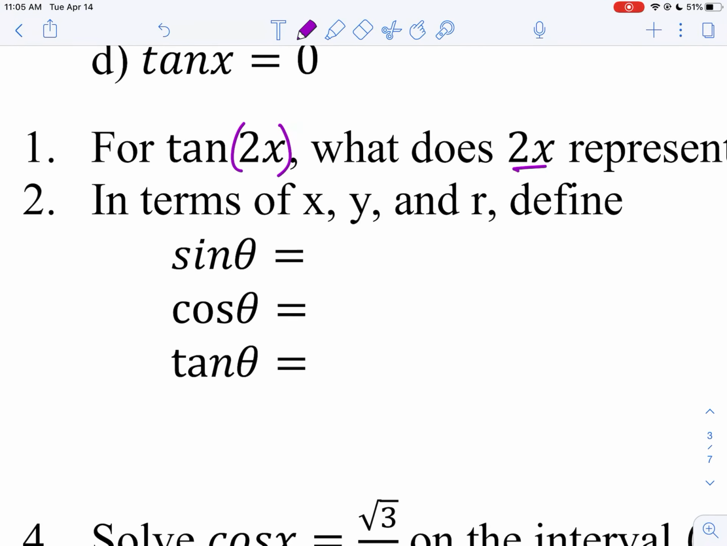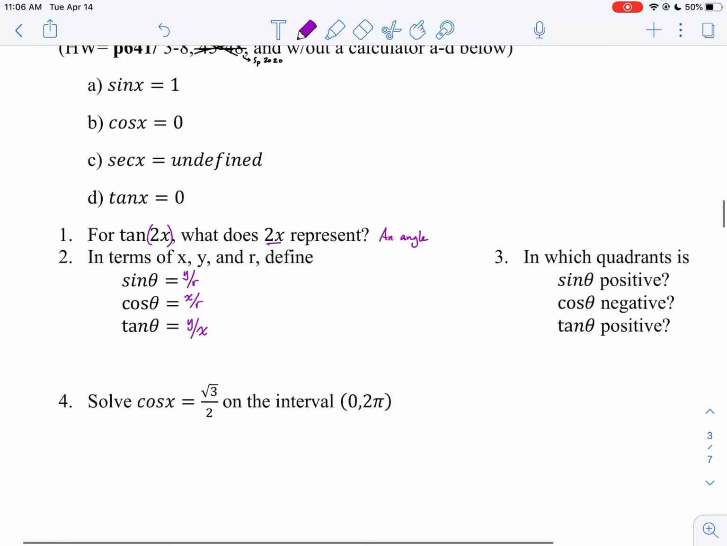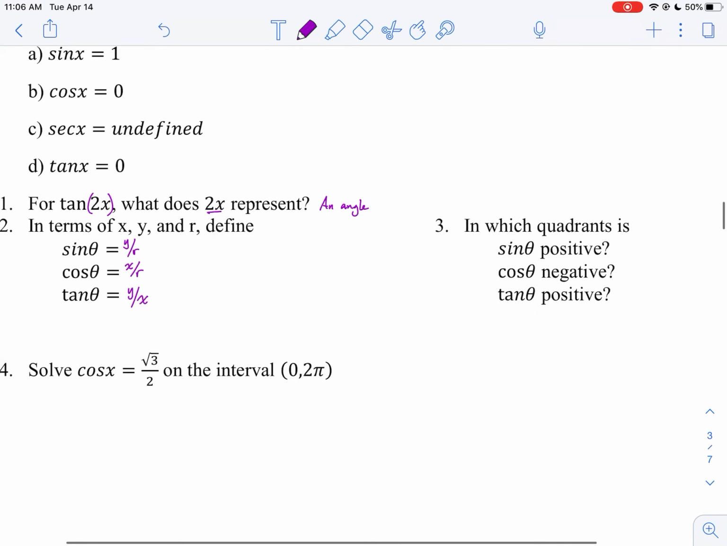Knowing these definitions is going to be really helpful here. So sine theta, what is that in terms of x, y, and r? Hopefully you're thinking y over r. Cosine, x over r, and tangent, y over x. Know those definitions forwards and backwards. Along with that, we want to think about which quadrants sine is positive, cosine is negative, and tangent is positive, just knowing those.